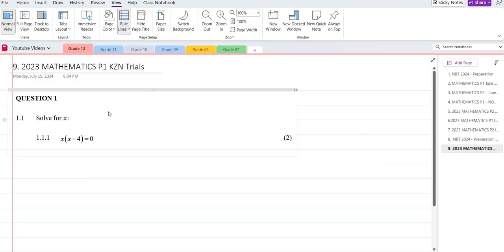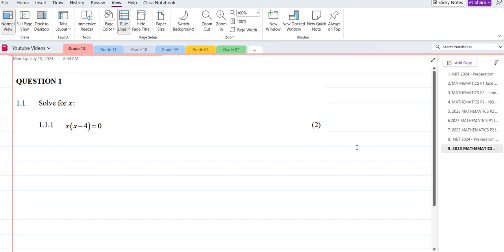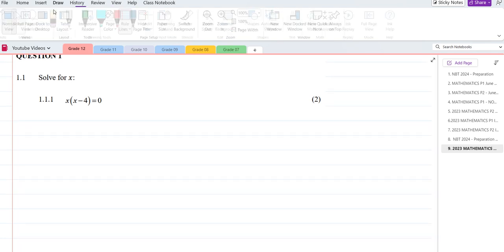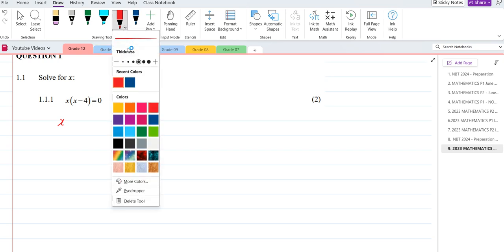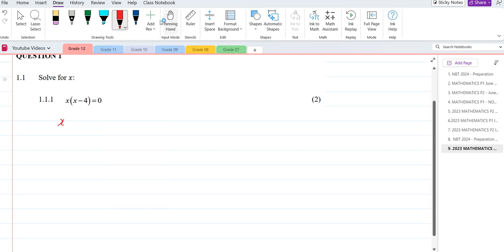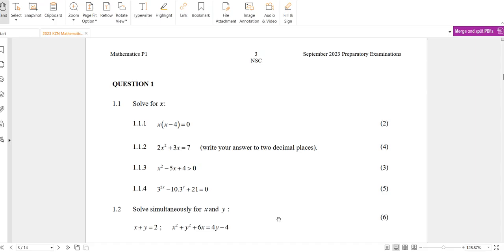In question 1 we want to solve for x, and it's for 2 marks. In order to solve for x, this is already factored out, so we can just write down the answers. X is equal to 0, or x is equal to 4. Simple. Next question, question number 2.